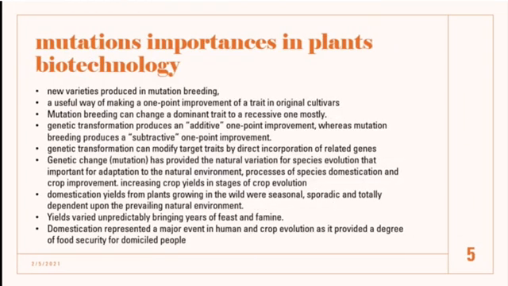Mutation importance in plant biotechnology. New varieties are produced in mutation breeding, a useful way of making a one-point improvement of a trait in original cultivars. Mutation breeding can change a dominant trait to a recessive one mostly. Genetic transformation produces an additive one-point improvement, whereas mutation breeding produces a subtractive one-point improvement. Genetic transformation can modify target traits by direct incorporation of related genes.